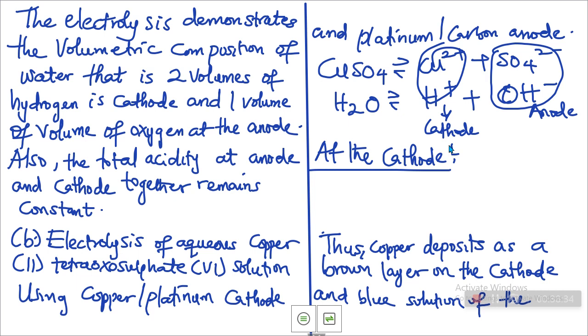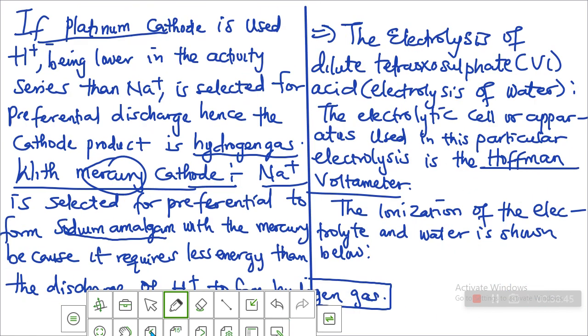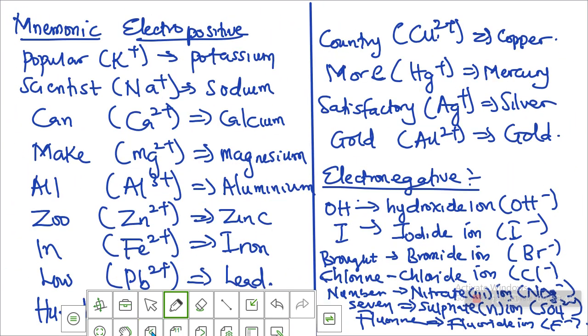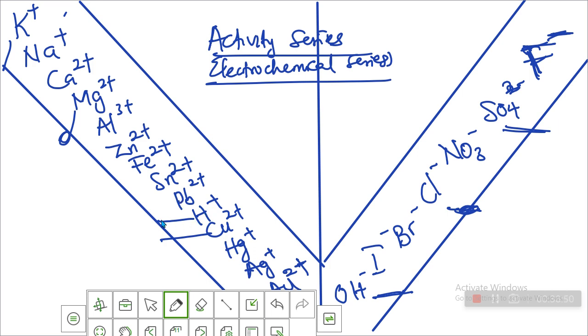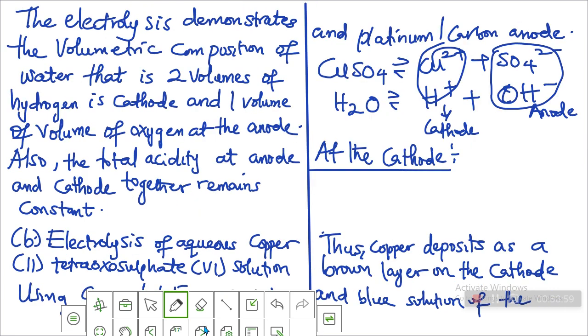Do you know that Cu2 plus is lower than hydrogen in the activity series? So copper is going to discharge instead of hydrogen. You can go and look at it again. Do you see? This is hydrogen and this is copper. Hydrogen is higher than copper, so copper is going to bow down for hydrogen. I hope you get the logic. The one that is lower is going to discharge. So both move to the cathode, but hydrogen is not discharged; copper is discharged.